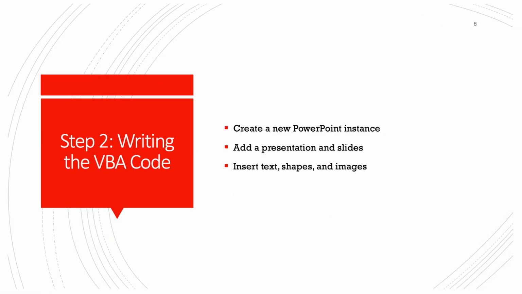Next, we'll be writing the VBA code. At this stage, we'll create a new PowerPoint instance, add a presentation, and insert slides with text and shapes. This is where the automation begins to take shape.